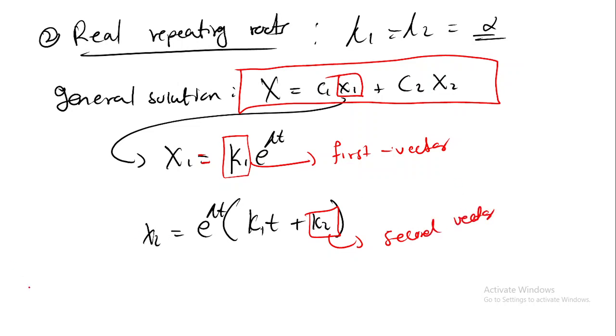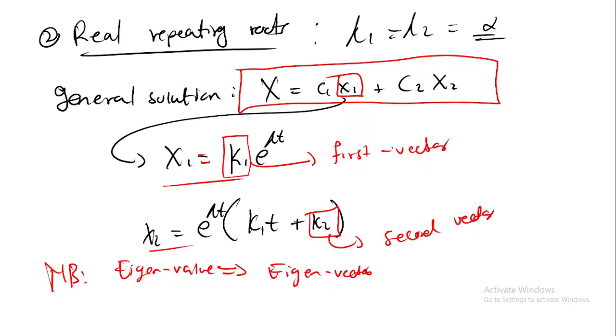So it is very important for you to first get the eigenvalue and then get the eigenvector. After getting the eigenvalue and the eigenvector, you substitute into x1 and then x2, and then you take it back to the original equation, and you are good to go. So this concludes the general solution of the real repeating roots.